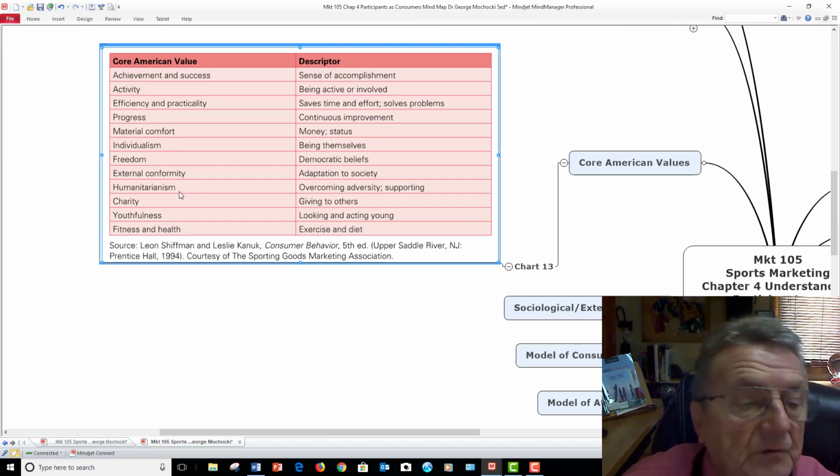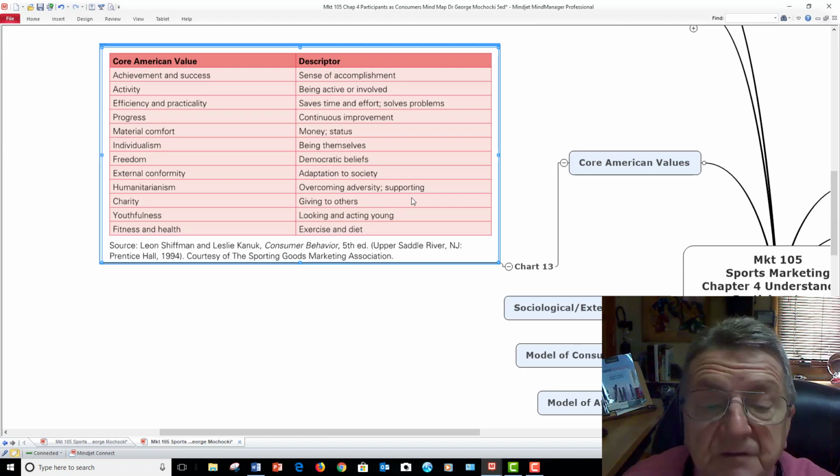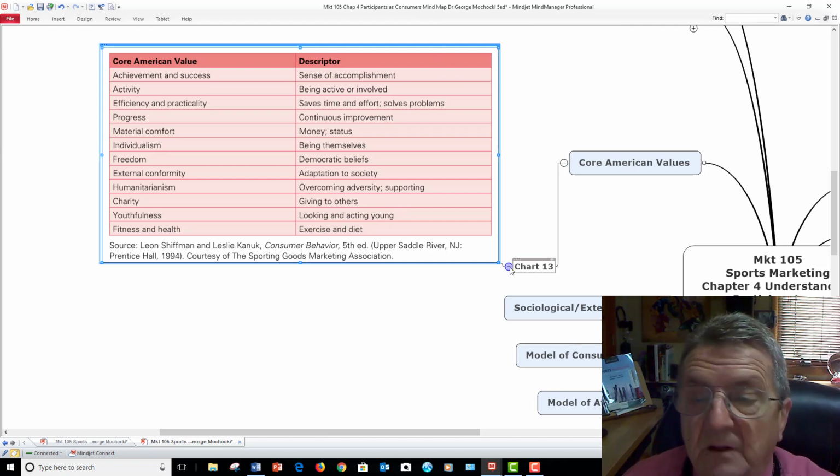Freedom, external humanism, charity, all those, a sense of accomplishment, being himself, democratic, overcoming adversity, supporting, giving to others, looking. All right, so that kind of makes sense. So you have all that.